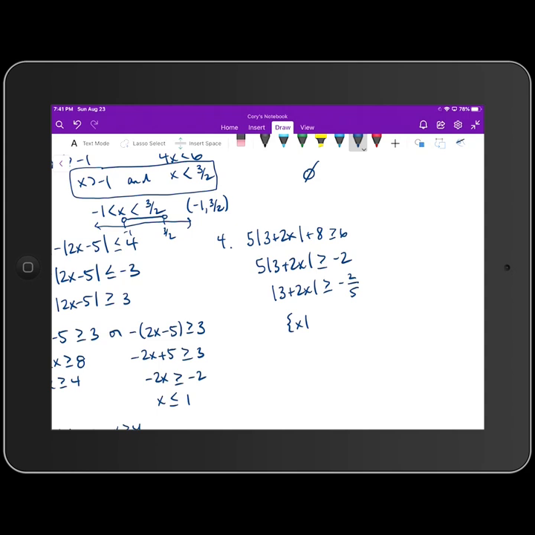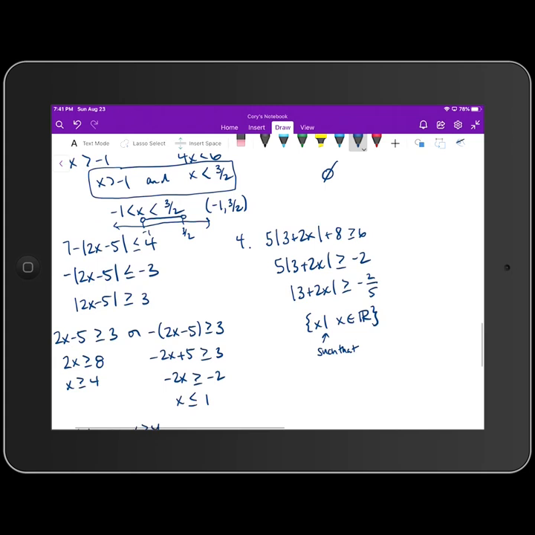So we can write our solutions as the set of x, where this bar means such that, x is an element of the set of real numbers. Okay, that's what it would look like in set notation. I think we're probably going to want to write our answers in interval notation. So the way we would write all real numbers in interval notation is the open interval from negative infinity to infinity. Okay, so that means that all real numbers are solutions.